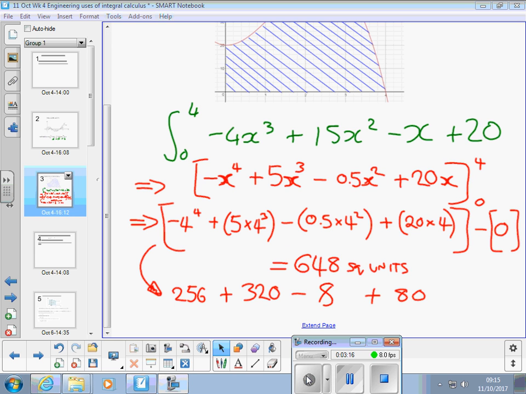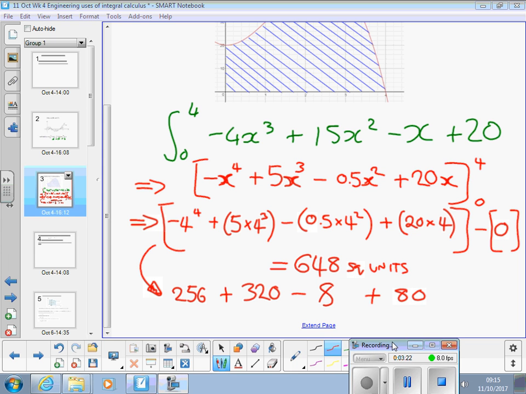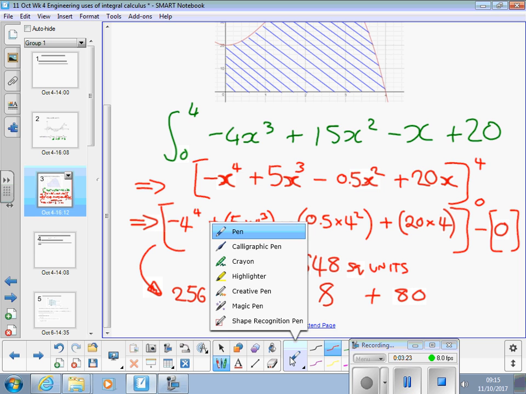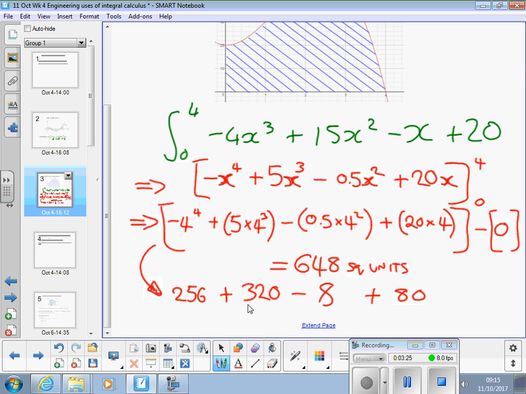Right, just run through the answer Dom's put up here for the benefit of anyone watching the video. Let's get the magic pen out. Right, so this is the function integrated and simplified. So minus x to the 4, 5x to the 3, half x squared plus 20x.